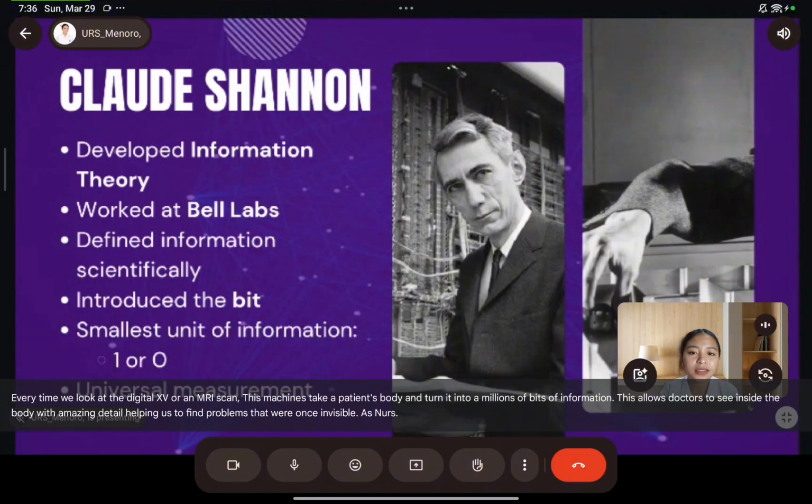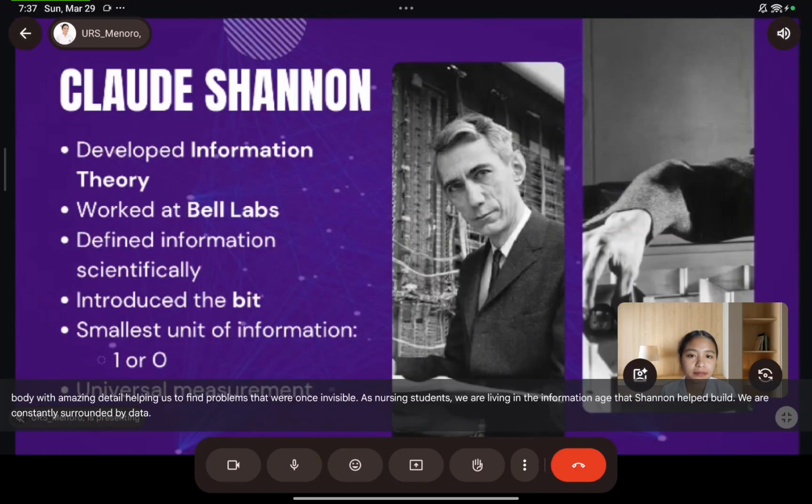As nursing students, we are living in the information age that Shannon helped build. We are constantly surrounded by data, and our challenge is to learn how to manage all this information so that we can use it to become better, more efficient healthcare providers.